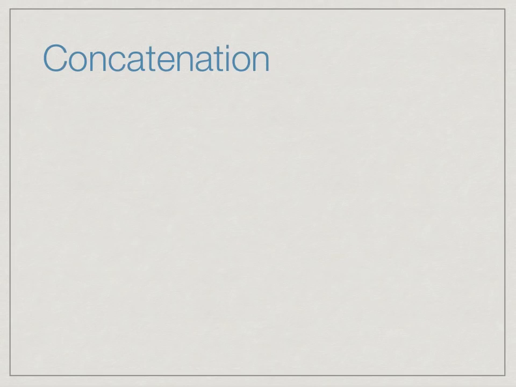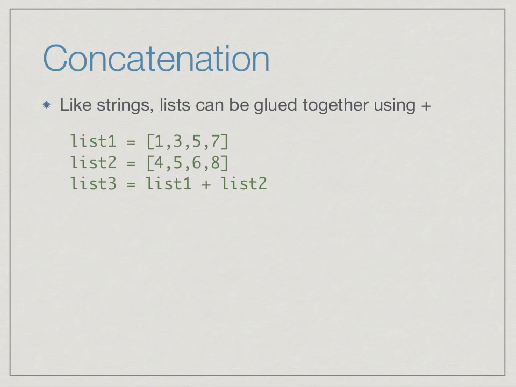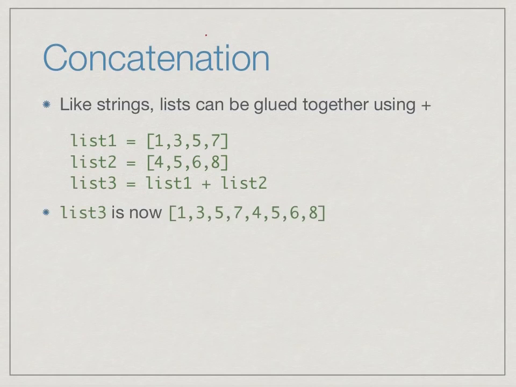Like strings, we can combine lists together using the plus operator. So plus is concatenation. So if we have list1 is the values 1357, and list2 is the values 4568, then list3 equal to list1 plus list2 will produce for us the value 1357 4568.